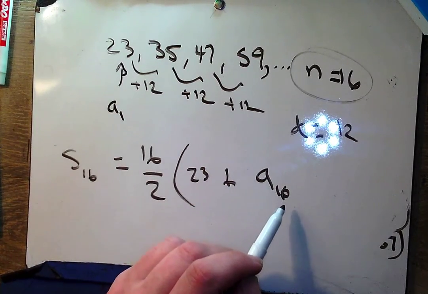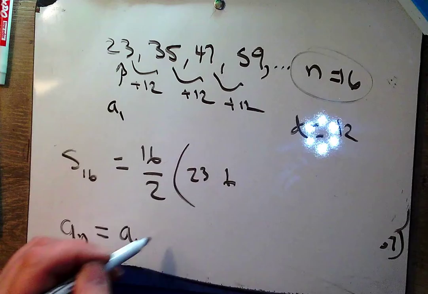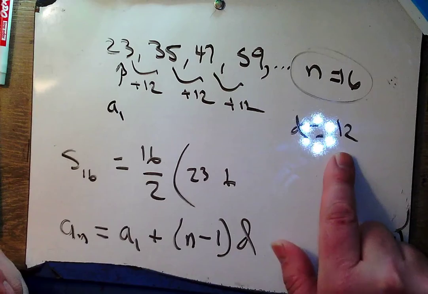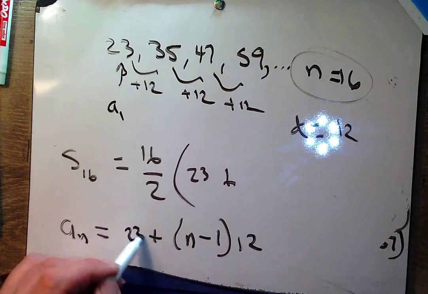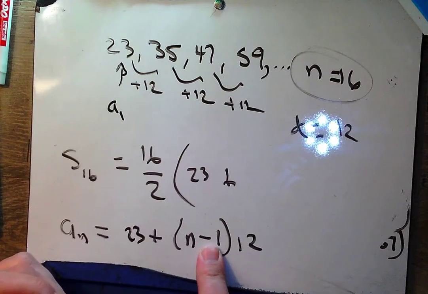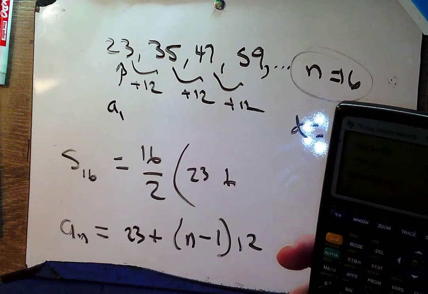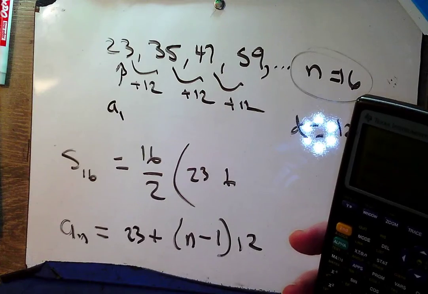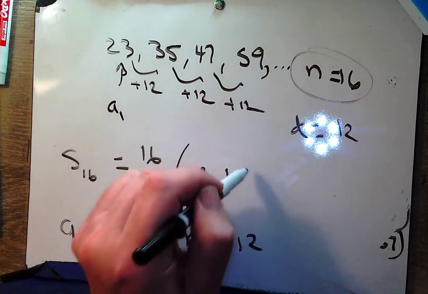So in order to find a sub 16, I have to write the rule. A sub n is going to be a sub 1 plus n minus 1 times d. Okay, so our d is 12, and our a sub 1 is 23. And we want to know what we get when we plug in a 16. So 16 minus 1 is 15. 15 times 12 is 180, I believe. 15 times 12, 180, plus 23. And so I get 203 for a sub 16. That's a 203.